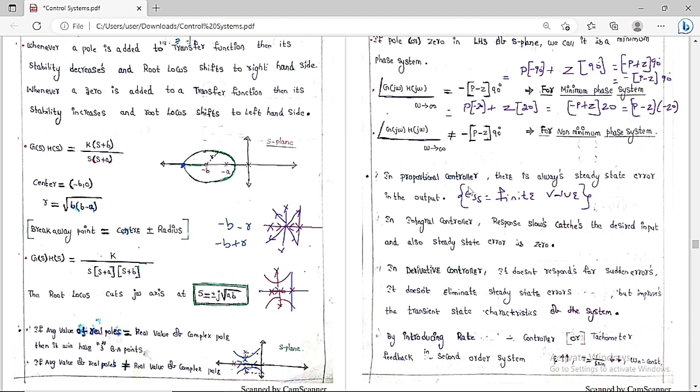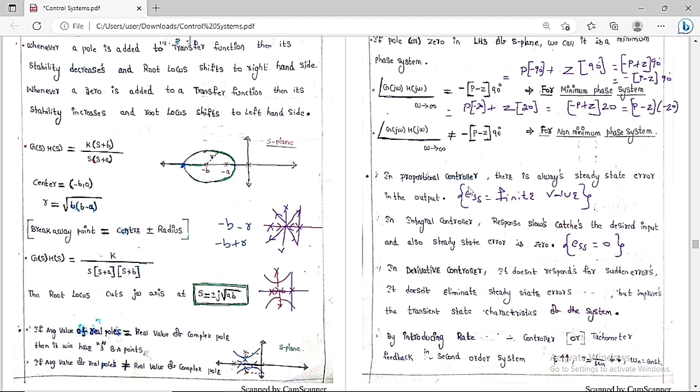Therefore, whenever we use the proportional controller in a control system, steady state error is always going to be present in the output, and the steady state error value is always equal to a finite value. In the integral controller, the response slowly catches the desired input, and the steady state error is 0. So the steady state error is always equal to 0 if you use the integral controller.